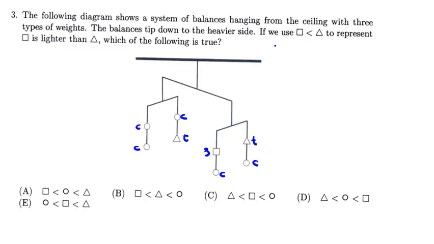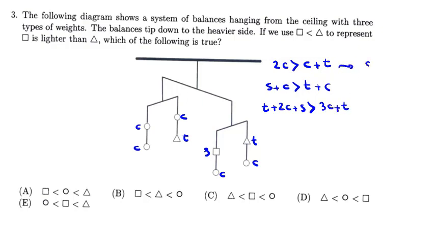If we consider these 2 terms, 2C is heavier: 2C is greater than C plus T. If we consider this part, S plus C is greater than T plus C. And if we consider these 2 terms, this part is heavier. So T plus 2C plus S is greater than 3C plus T. From the first one, if we subtract C from both sides, it will be C greater than T. Here, if we cancel these 2 C, then S is greater than T.